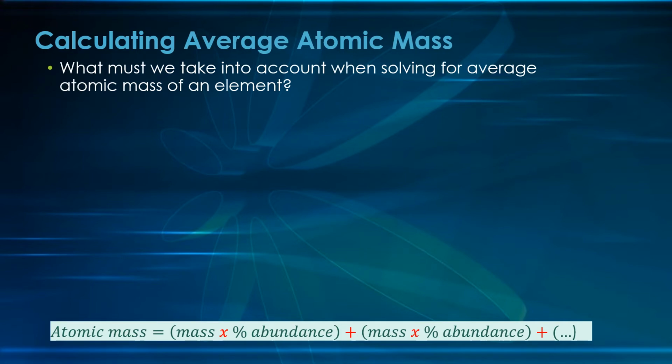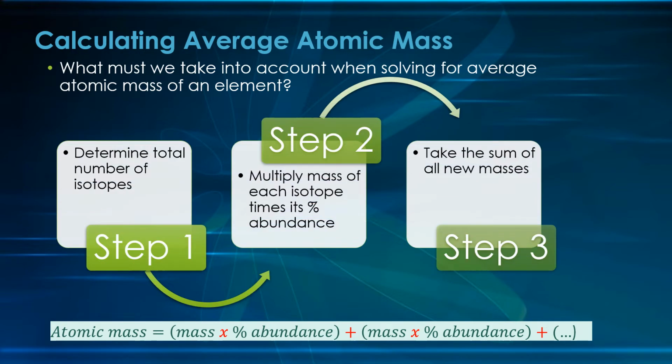So what were those things that we had to take into account when we were calculating average mass? The first thing we wanted to look at was the mass of the individual isotope, and the second was its percent abundance. So the first step is to figure out how many total isotopes there are for an element. I'll give you a very common one. Carbon has 3 naturally occurring isotopes: carbon-12, carbon-13, and carbon-14. That's step 1. How many isotopes naturally occur in nature?